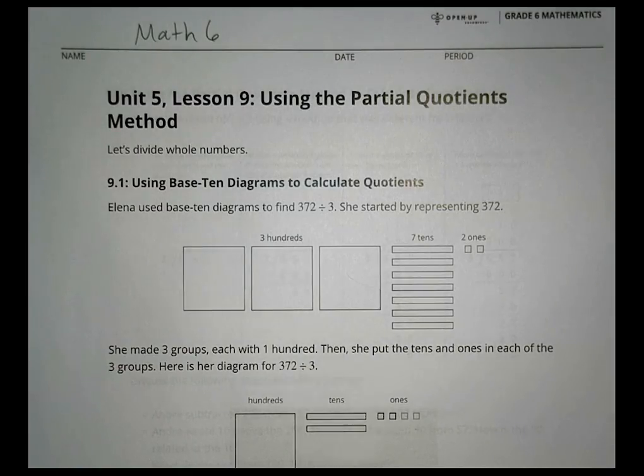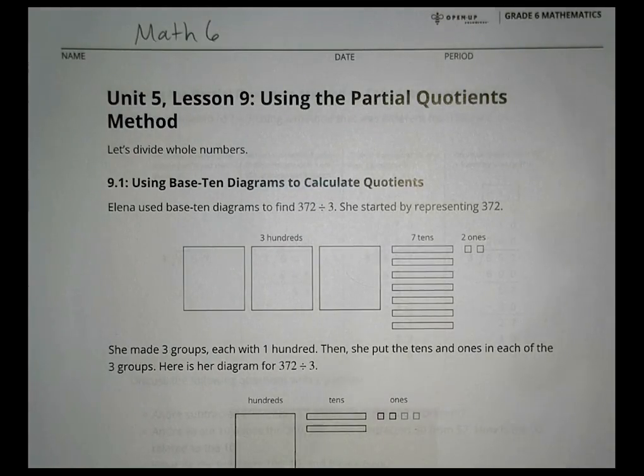Hey, this is Math 6, Unit 5, Lesson 9, using the partial quotients method. Okay, so we're going to be talking about partial quotients today. Again, we'll be looking at what we call long division later on. It's just not quite yet. So we're looking at partial quotients to start things off with.